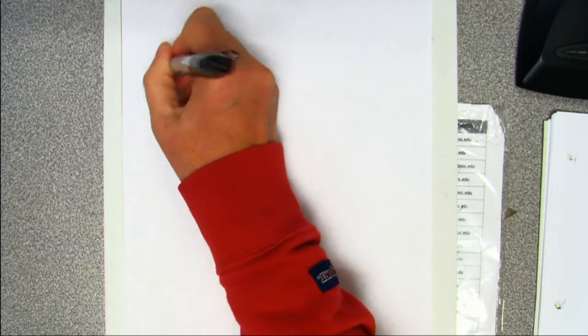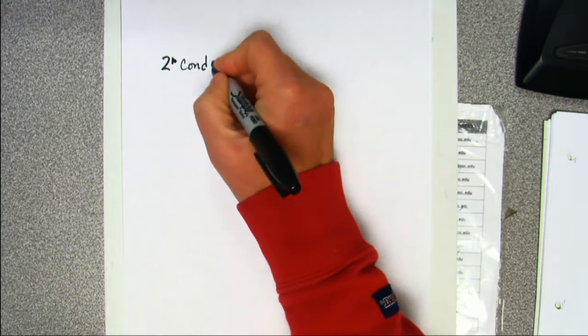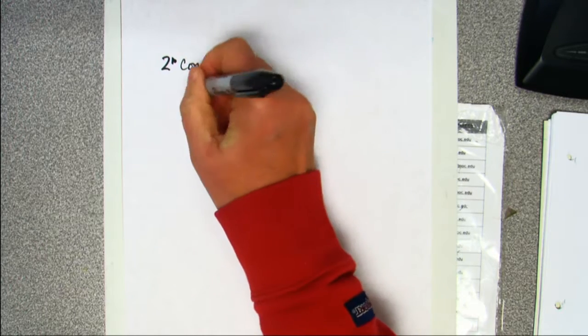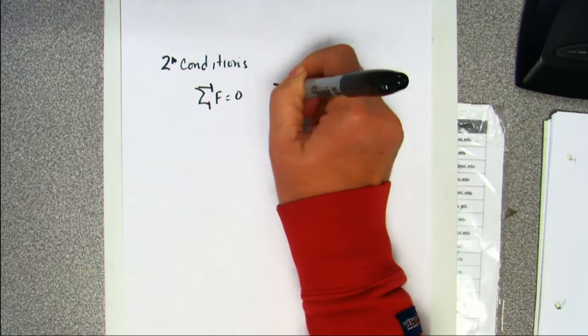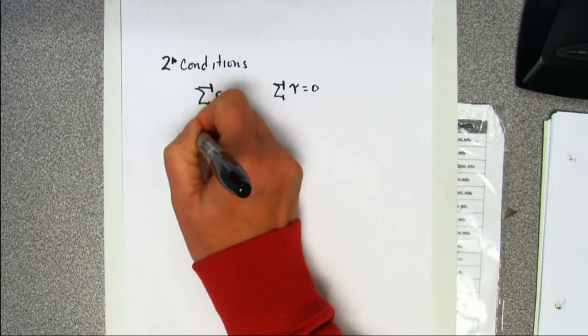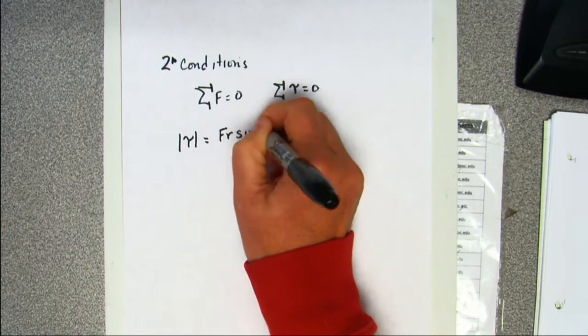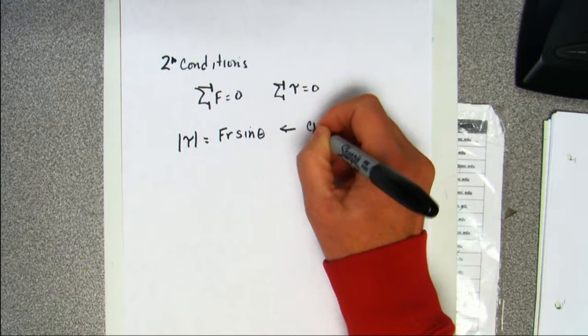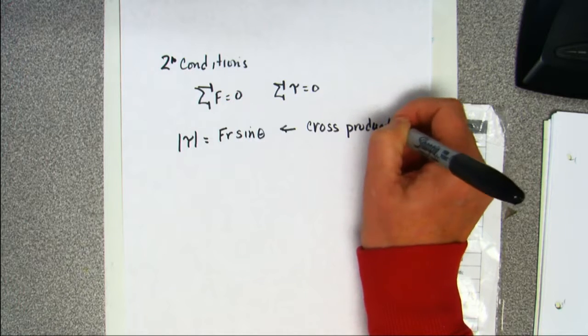What we had started with is we had actually talked about conditions of equilibrium. And we have two conditions of equilibrium. One is the sum of the forces equals 0, and the other was the sum of the torques equals 0. And we had talked about that the magnitude of the torque was going to be F R sine of the angle, because this is a cross product versus our scalar product.